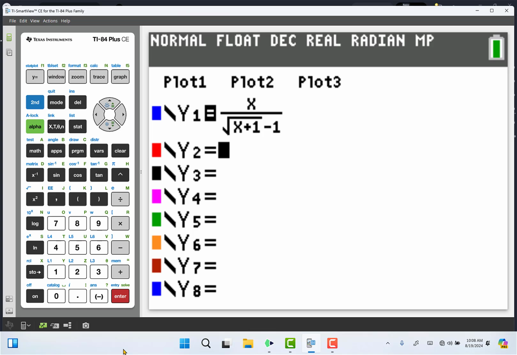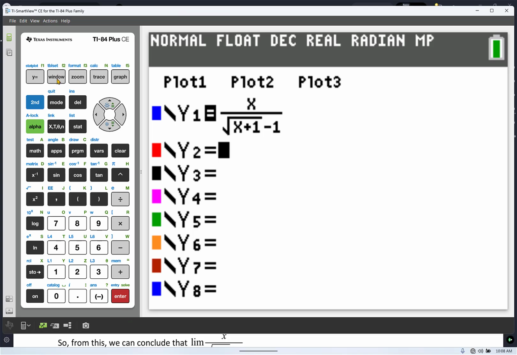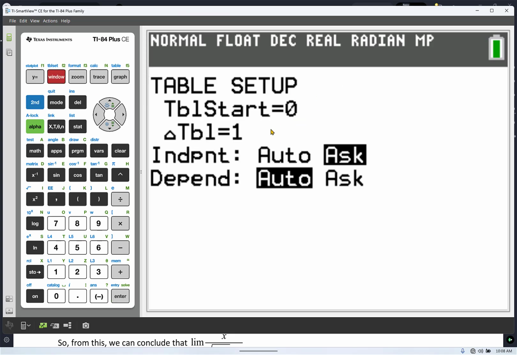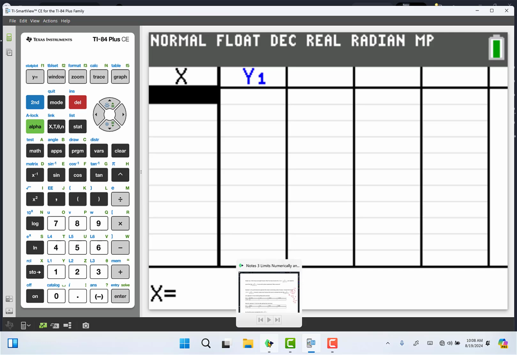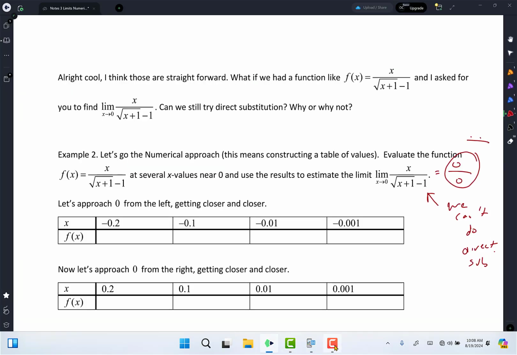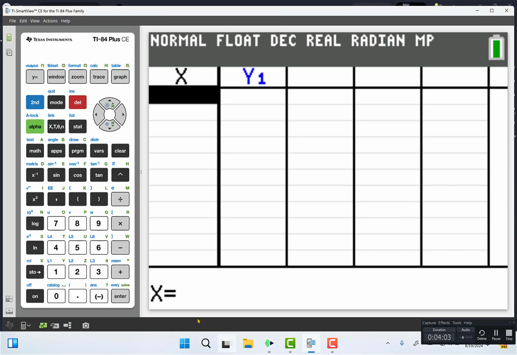I'm going to wait. Make sure that you're attempting it, guys. Click on table set. So push the second button and window. And you're going to get this. Go to independent and put ask. All right, here we go. Is everyone okay so far? Second table. Oh, I'm going to delete mine. You should have nothing on yours. And I'm going to start with negative 0.2.